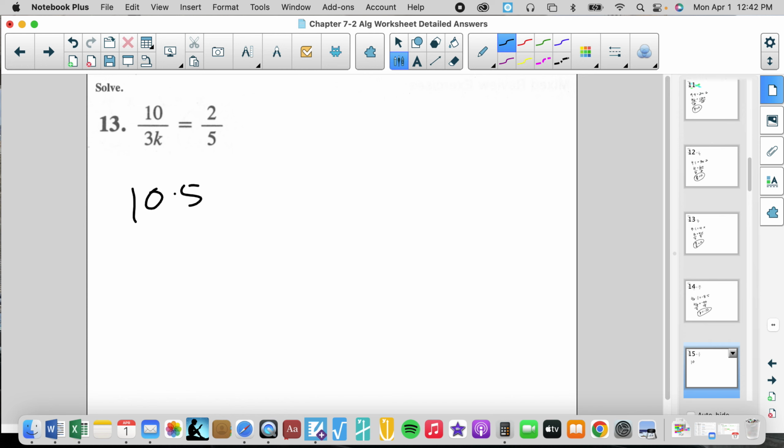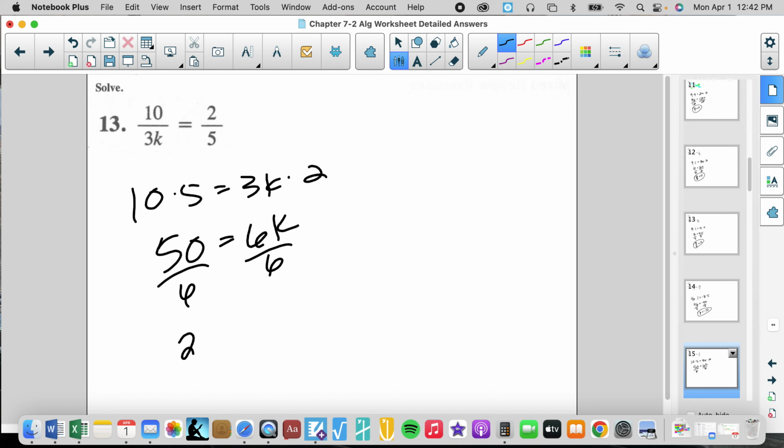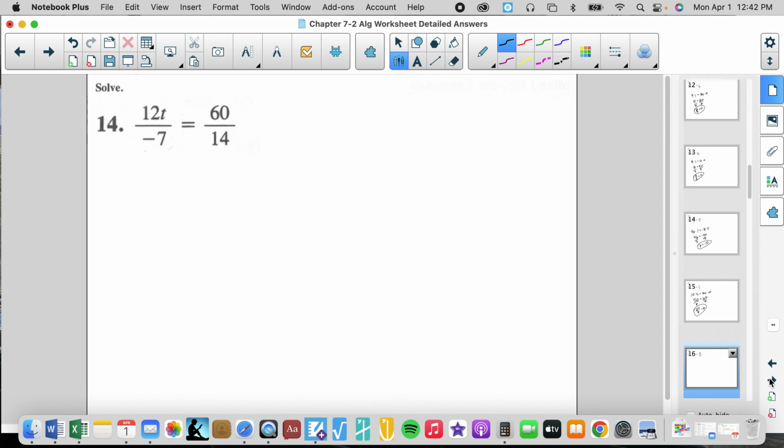10 times 5 equals 3k times 2. 50 equals 6k. Divide by 6, divide by 6. We get 25/3 equals k. Let's check some of these answers. They're pretty good. 25/3. Yep, that's good. And leave it as an improper fraction.